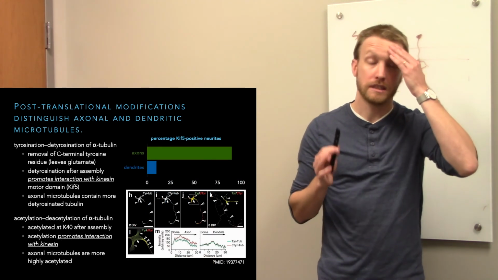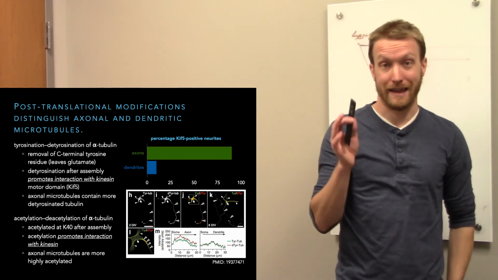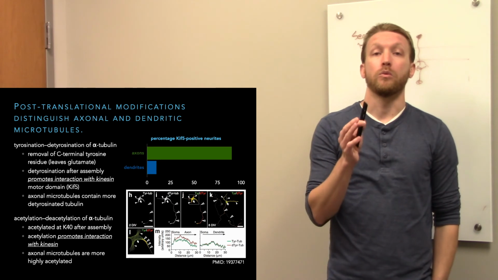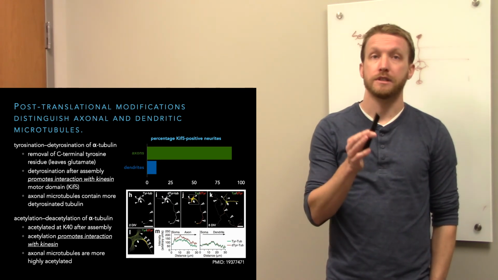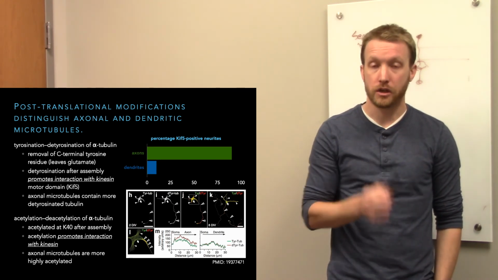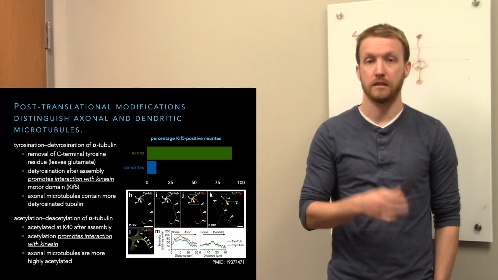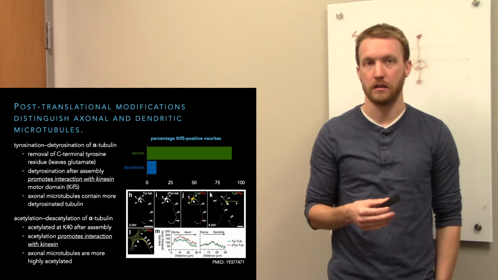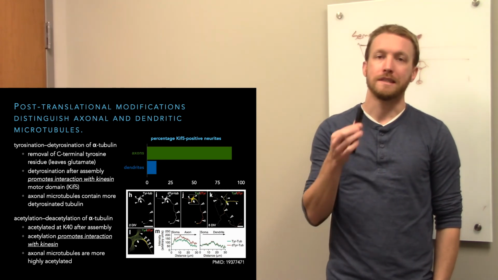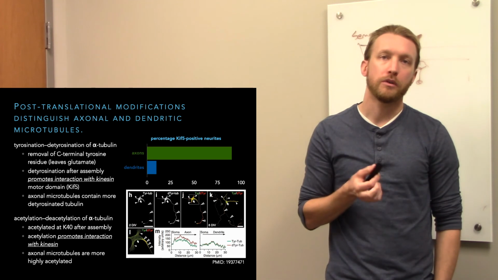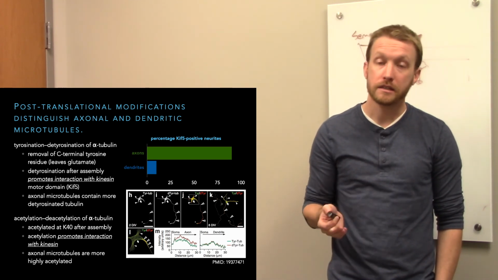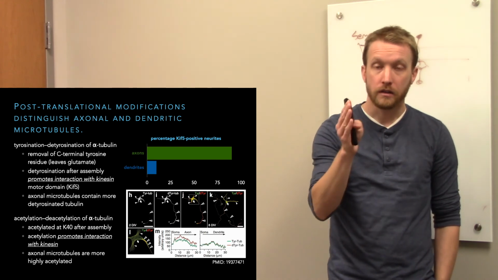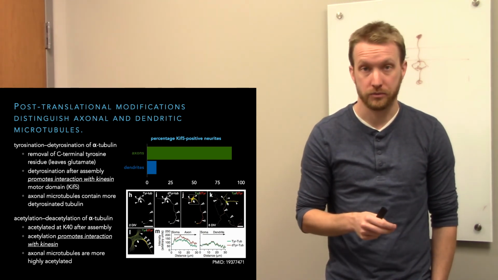The microtubules themselves are also distinct in axons versus dendrites. So in axons we're going to see removal of the C-terminal tyrosine residue, and that's going to leave a glutamate. So you can have different antibodies to recognize this detyrosinated alpha tubulin. What detyrosination does is promote interaction with kinesin. Kinesin is a motor protein that's going to allow for plus-end directed movement, thus that anterograde axonal transport.